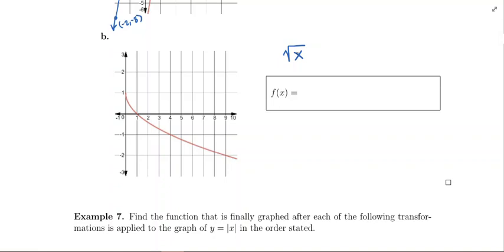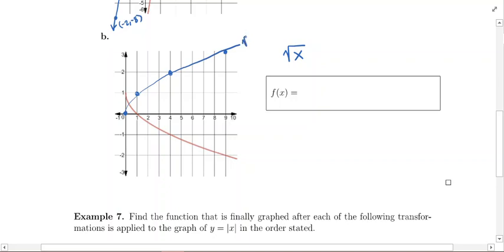To figure out how it's been transformed, let's plot the original basic function. The square root of x goes through the origin, it goes through 1, 1, it goes through 4, 2, and it goes through 9, 3. So this is the square root of x, and we definitely have the right shape. We just need to figure out how this guy has been moved around. Well, it almost looks like this blue graph has been flipped about the x-axis.